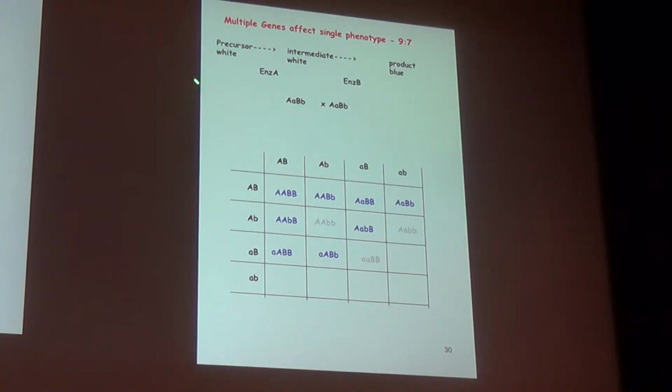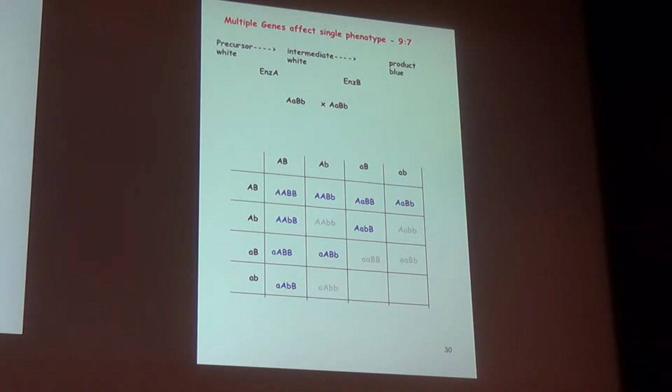It will be accumulating precursor. It won't accumulate the intermediate, it will accumulate the precursor. But the precursor is still white, so you won't see it, it will appear white. Again, little a, big B will be white. Big A, big B will be blue.